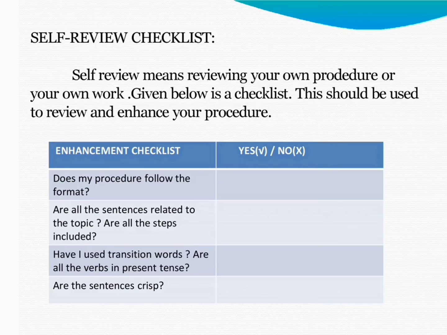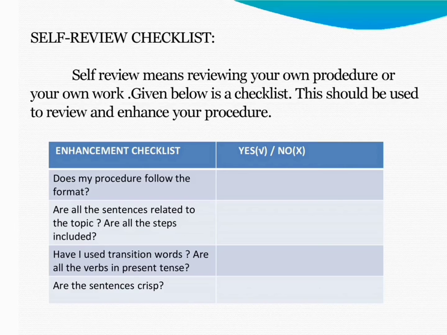Self-review means reviewing your own work, okay, whatever you wrote. Peer review is reviewing your friend's or your partner's work, okay. So self-review means reviewing your own work. That is, if I review my own work, that is self-reviewing. If I review your work, it is peer review, okay. So checking our own work is known as self-review checklist, and checking your friend's work is known as peer review checklist.